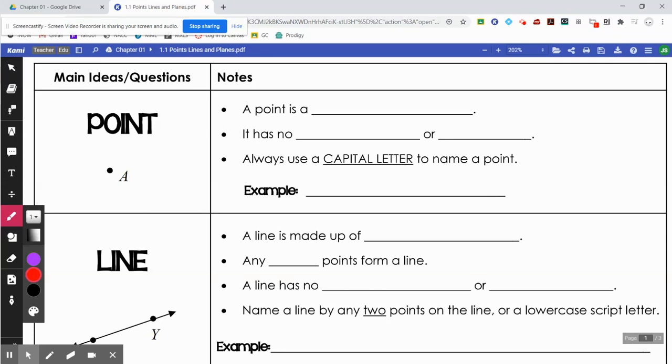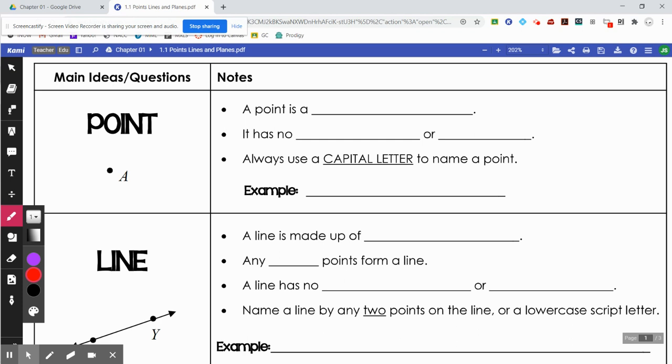Okay, we're going to start out talking about some basic definitions that are vital to understanding the rest of this geometry class. So, like I said, some basic shapes, some basic lines, points, angles, rays. We'll start with a point.